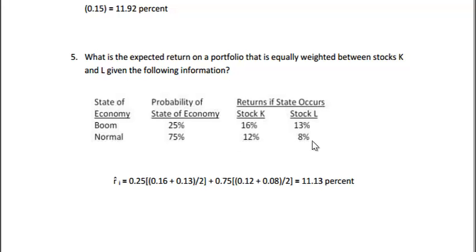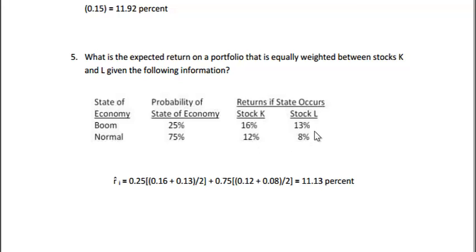We sum those together, we get 10 times 75%, and that gives us the component of return from a normal economy. The sum of the two comes out to 11.125%. Another way we could do this is we could look at stock K and say, well, 25% of the time it's going to return 16, 75% of the time it's going to return 12. So the expected return for stock K in these 2 markets is 13.